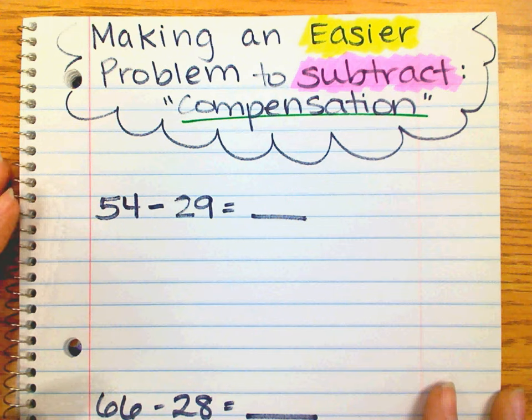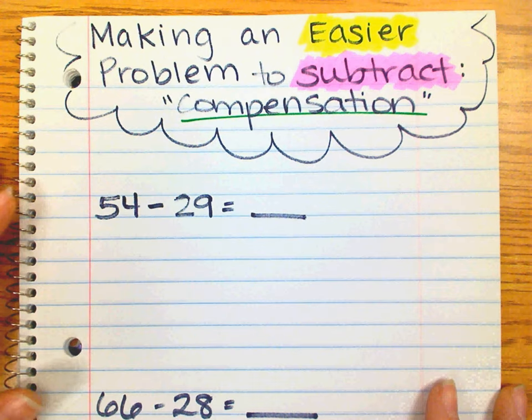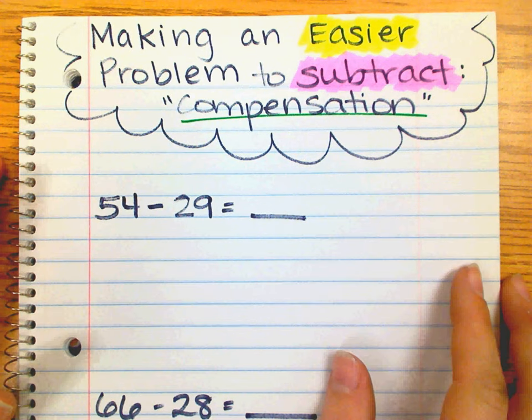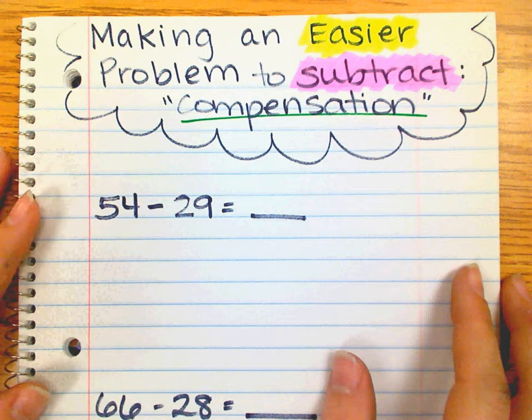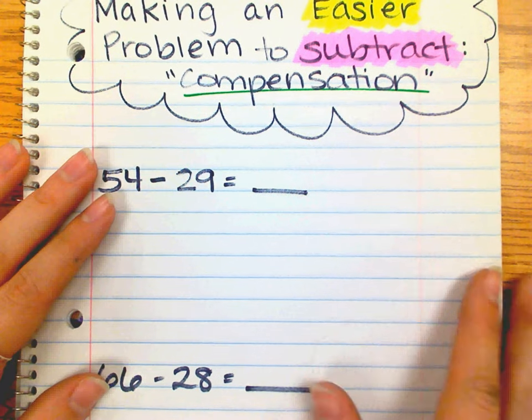This subtraction strategy is called compensation, and in this strategy the goal is to make a problem that is easier to solve mentally, or in our heads. So before we use compensation to solve these two problems, let's take a look at why compensation works.